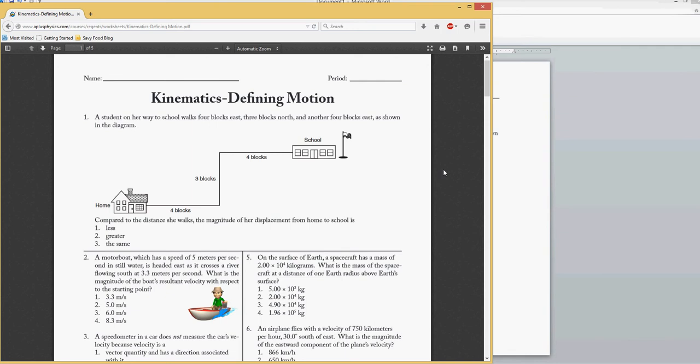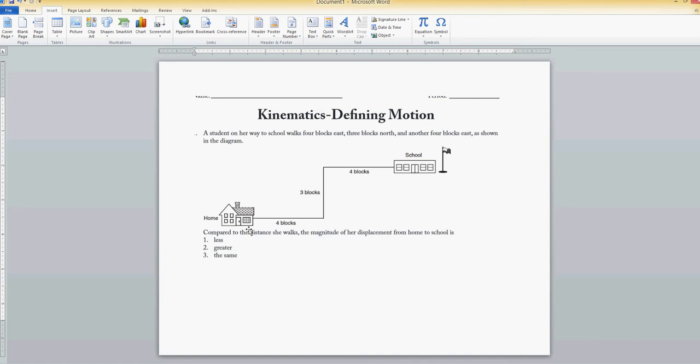By looking at this, you have to know the difference between distance and displacement. Distance is the actual length that you travel and walk. Displacement is the total length from the point that you start at to the point that you finish at. So if I look at the distance here, the total is going to be 4 blocks plus 3 blocks plus 4 blocks. All I have to do, though, is find the displacement.